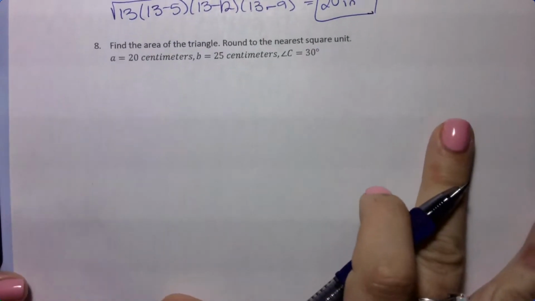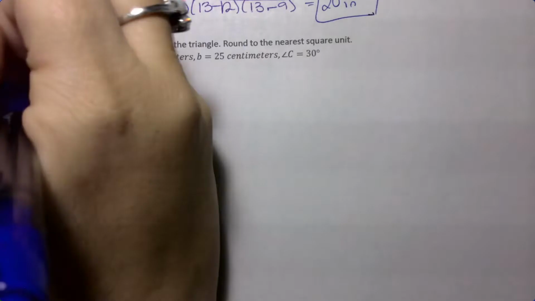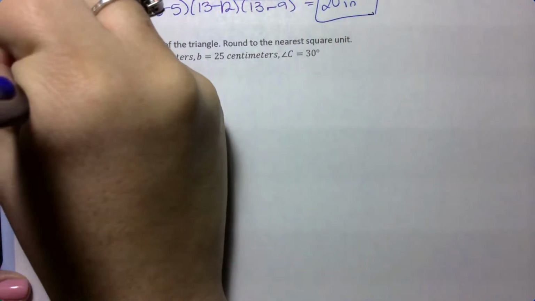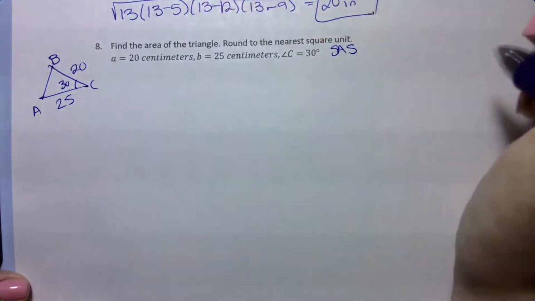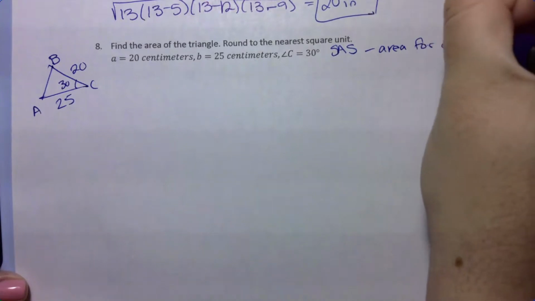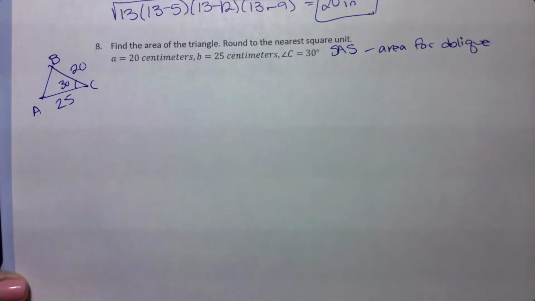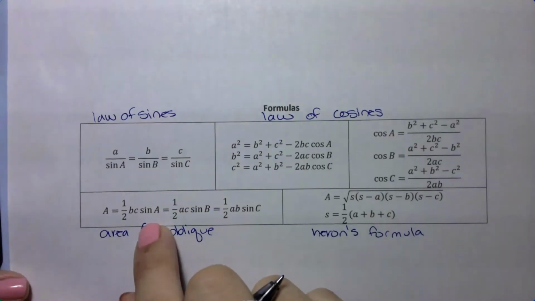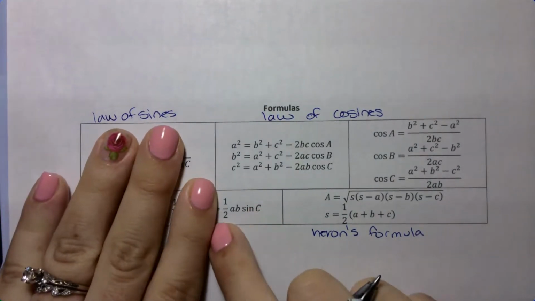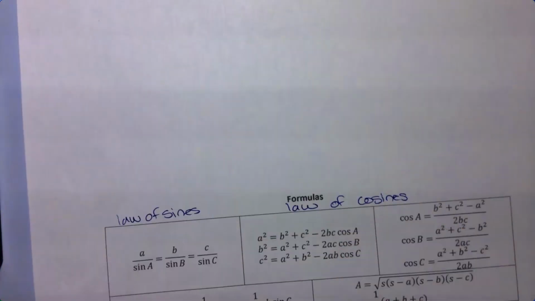And then the last one wants me to find the area of the triangle. If I draw this one out, I have 20, 25, and then my angle in between, which is 30. This is side angle side. This one is area for oblique. So then I just need to use this formula down below. My angle I was given is C, so this part of my formula is what I want to use, 1/2 A times B sine C.